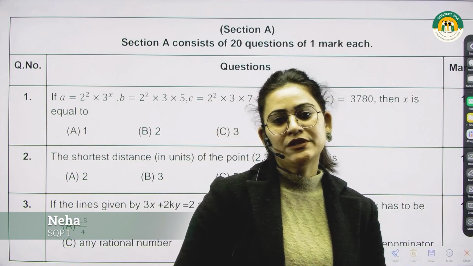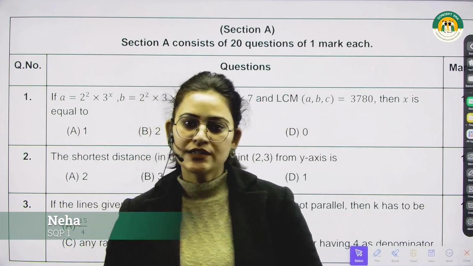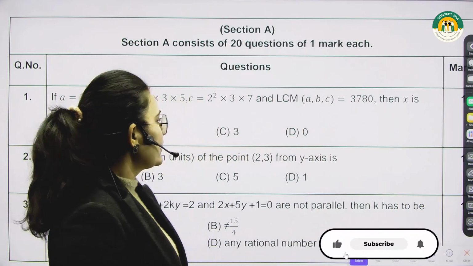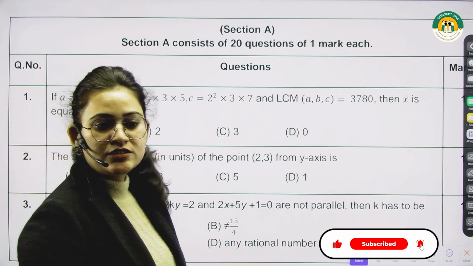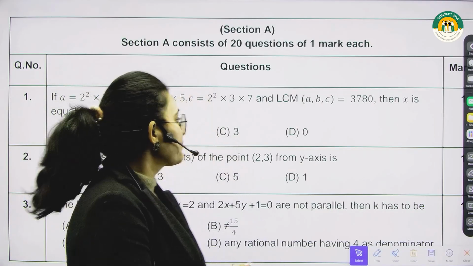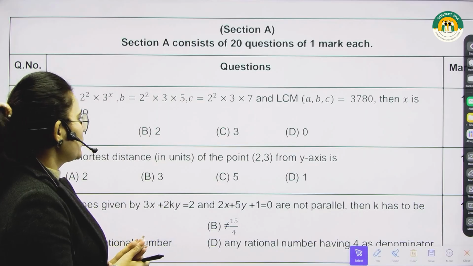Hello everyone, I am here to solve the sample paper of class 10th mathematics. Here are some questions. I hope I'll clear some of the doubts which you are having. So let's start with the first question.